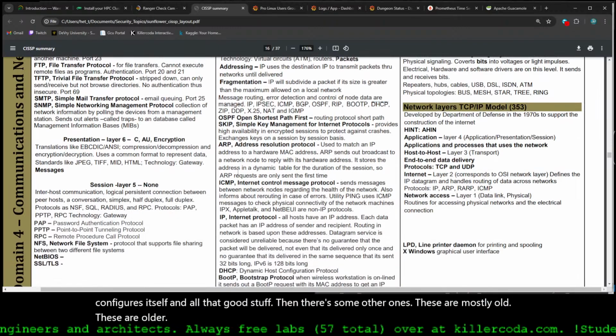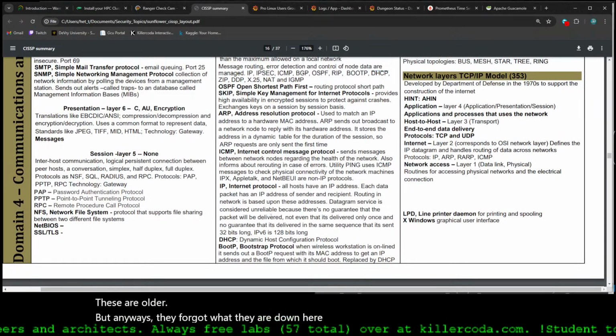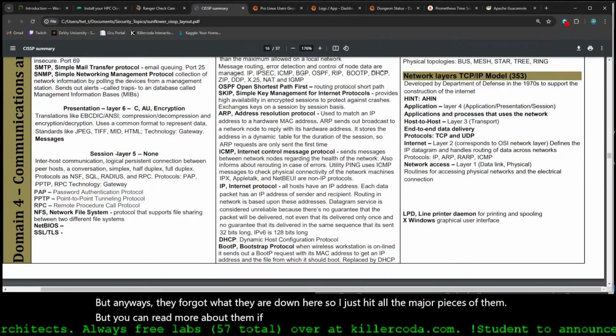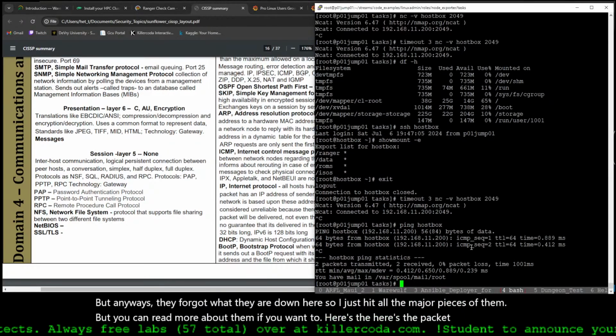But anyways, they've got what they are down here. So man, I just hit all the major pieces of them, but you can read more about them if you want to. Here's the packet stuff. So we're on a Linux box, right?